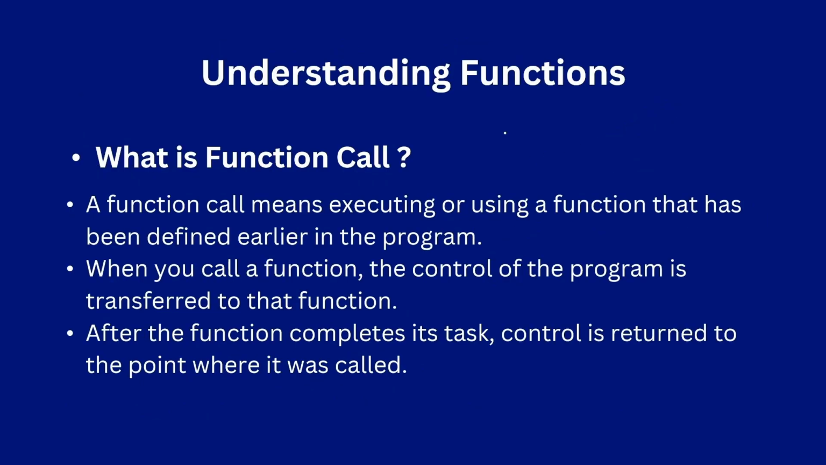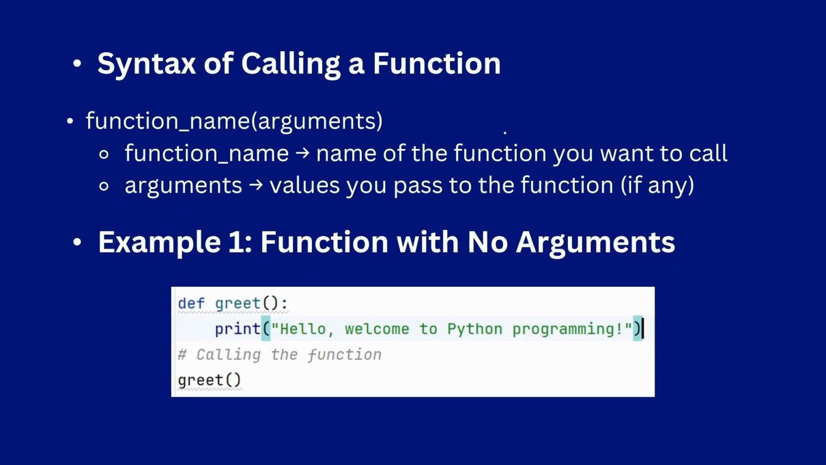When you call a function, the control of the program is transferred to that function. After the function completes its task, control is returned to the point where it is called. Okay, so whenever we make that function call, the control goes to where that function is written, and it will execute all the lines that are written under that function. And then once we are done executing those lines, the control will come back to the point from where we are calling it. So next is the syntax of calling a function.